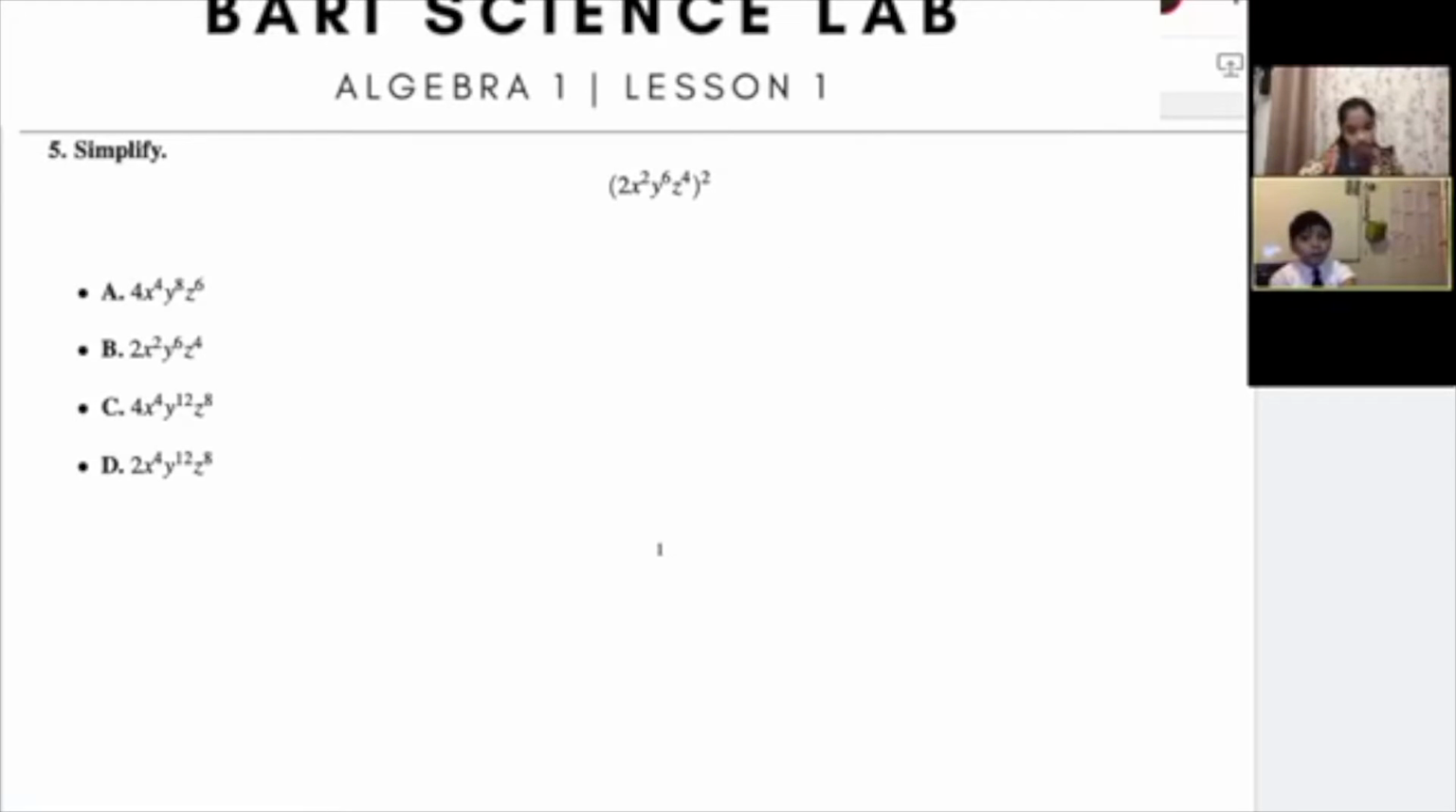So, now, let's move on to number 5. We will simplify 2x squared, y raised to the 6, z raised to the 4, all squared. I'll be very surprised if you solve this one, because I'm pretty sure most 8th graders struggle on this one.